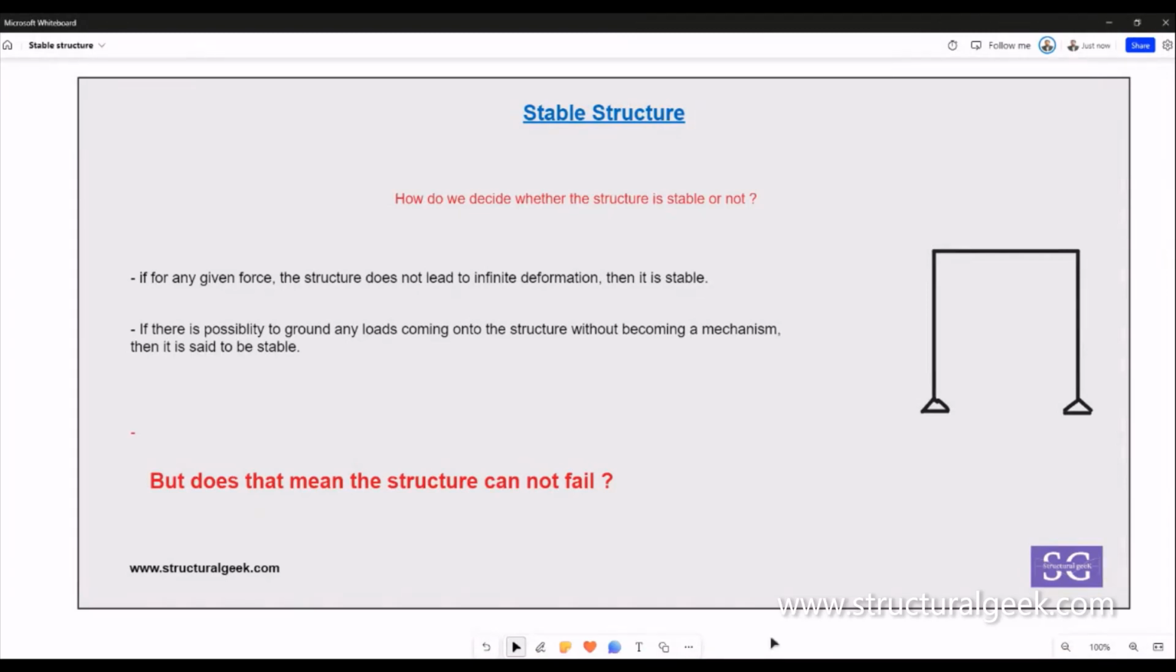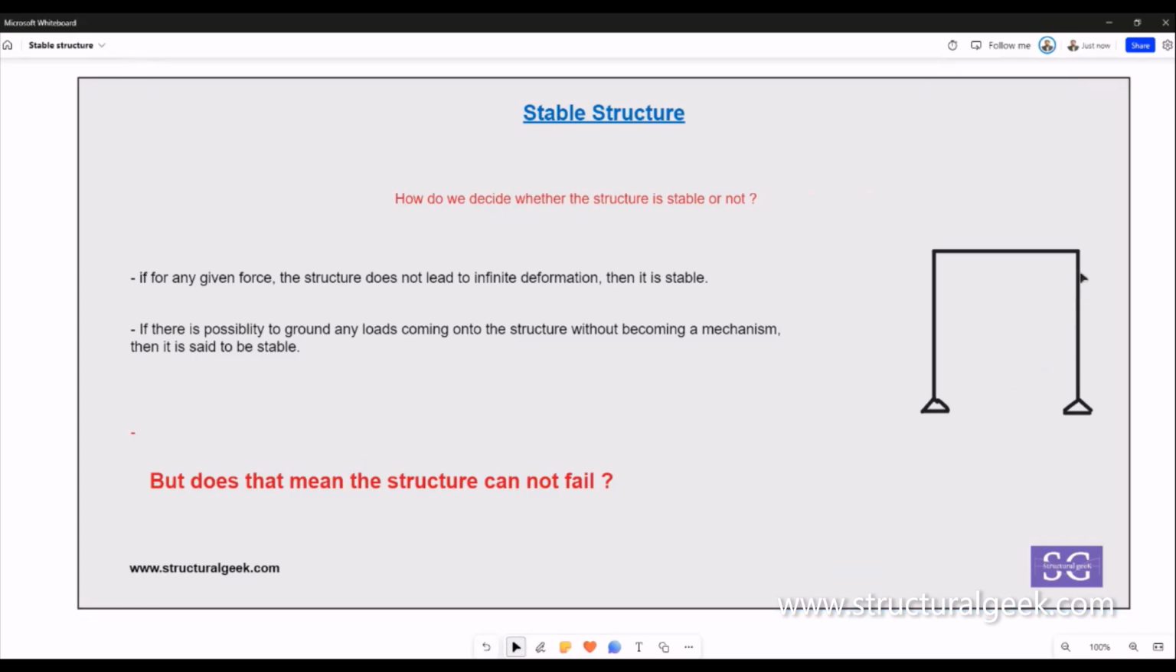This is a small video on stable structures. So, how do we decide whether a structure is stable or not? Let's say for any given forces, if the structure does not lead to an infinite deformation, we can say that the structure is stable. Or, in other words, if there is a possibility to ground any load that is coming onto the structure without it becoming a mechanism, then it can be a stable structure.